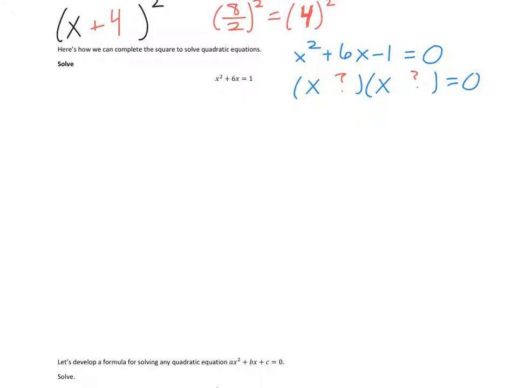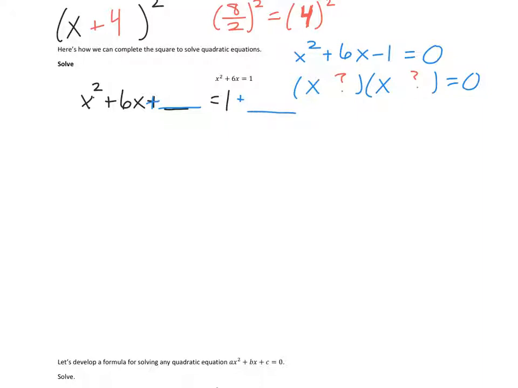Let's rewrite this. We're going to complete the square on the variable terms, x squared plus 6x. We have to figure out the constant that makes x squared plus 6x a perfect square, and then we'll balance our equation. Whatever we add to one side, we'll add to the other side.